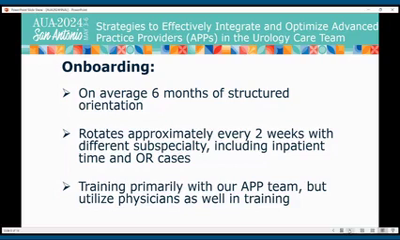Even if we've identified what area an APP is going to go into, we still want them to have a broad knowledge of urologic diseases. So we rotate them approximately every 2 weeks with different subspecialties, including inpatient time, getting them into the operating room to see different types of cases, both robotic and lesser invasive procedures. Our training is primarily with our APP team, but we work pretty close with our attending physicians. So physicians are also utilized in the training as well.